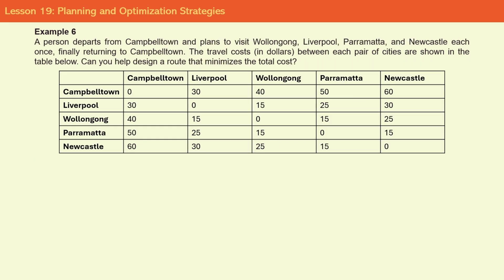Example 6. A person departs from Campbelltown and plans to visit Wollongong, Liverpool, Parramatta, and Newcastle each once, finally returning to Campbelltown. The travel costs between each pair of cities are shown in the table below. Can you help design a route that minimizes the total cost?